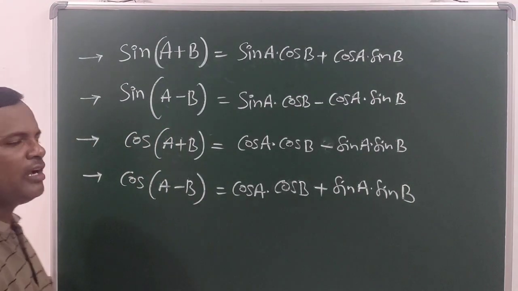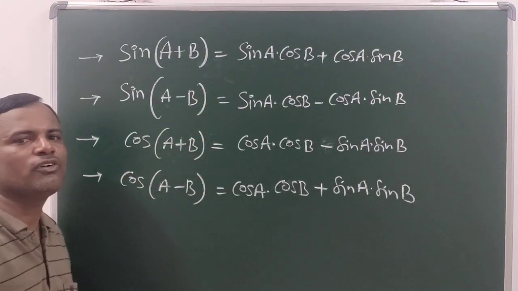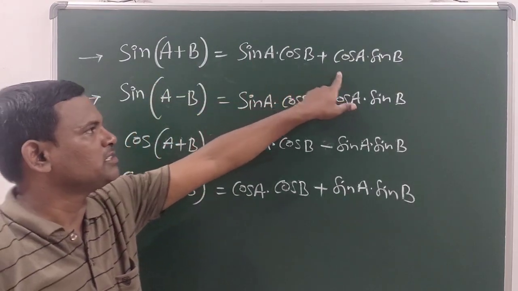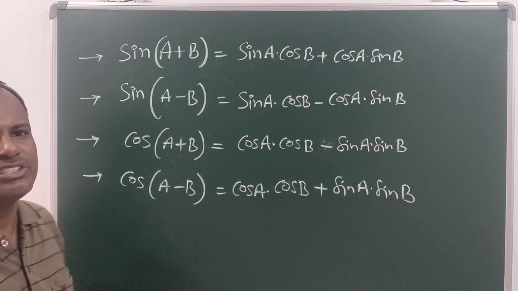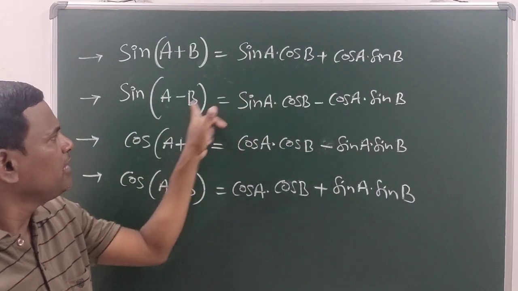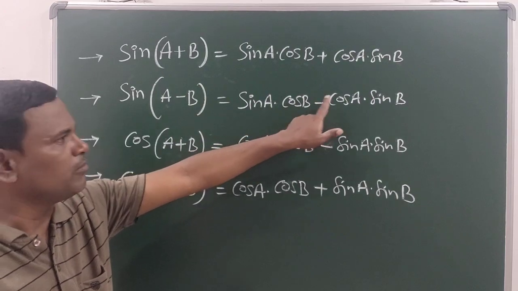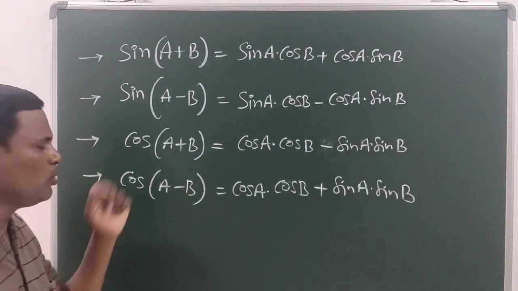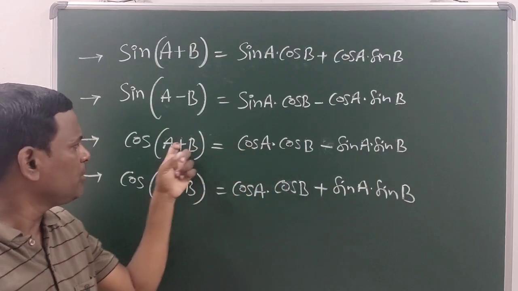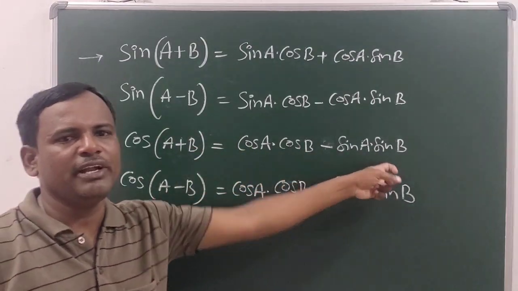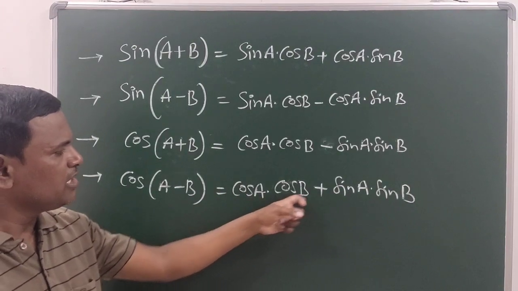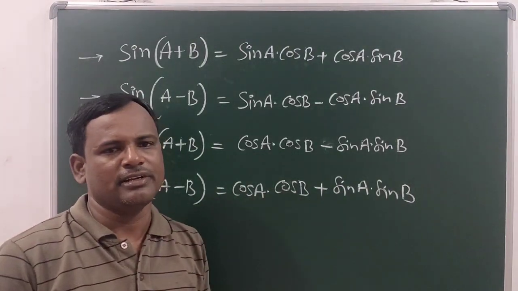Okay, I hope you have understood these four formulas. Sin of A plus B equal to sin A into cos B plus cos A into sin B. Go to the second one, sin of A minus B equal to sin A into cos B, here minus will come, cos A into sin B. Now go to the third one, cos of A plus B equal to cos A cos B, here minus will come, sin A into sin B. Now cos of A minus B, so here cos A cos B plus sin A sin B you will get.